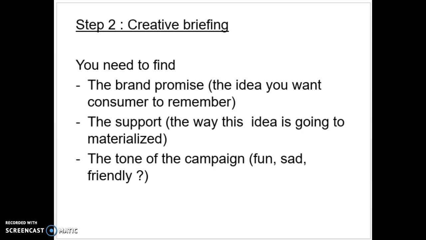The second is the support. How am I going to transform this idea, the brand promise, into something that people will remember? If we're still talking about Frosties, Kellogg's uses the support of a tiger. The idea is materialized by a tiger. The tiger is the way that moms or children will think that if I eat Frosties, I will get lots of energy, just like a tiger.